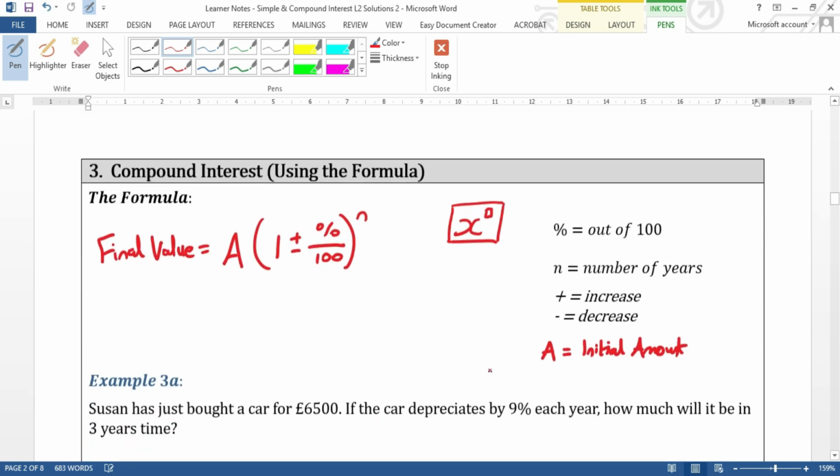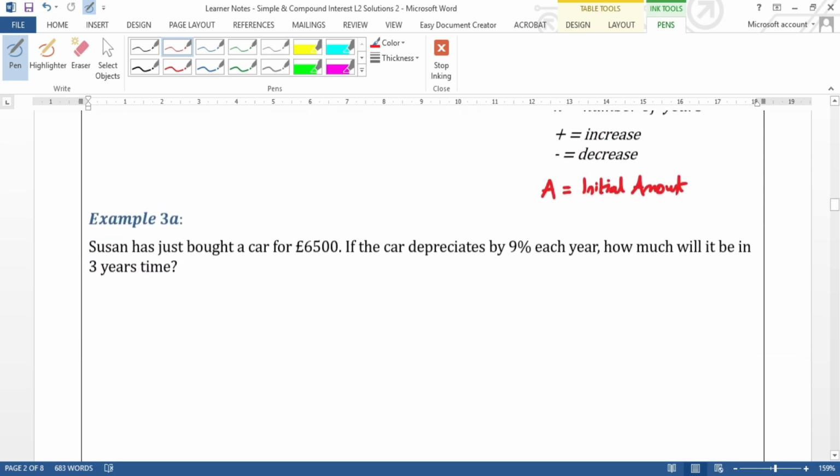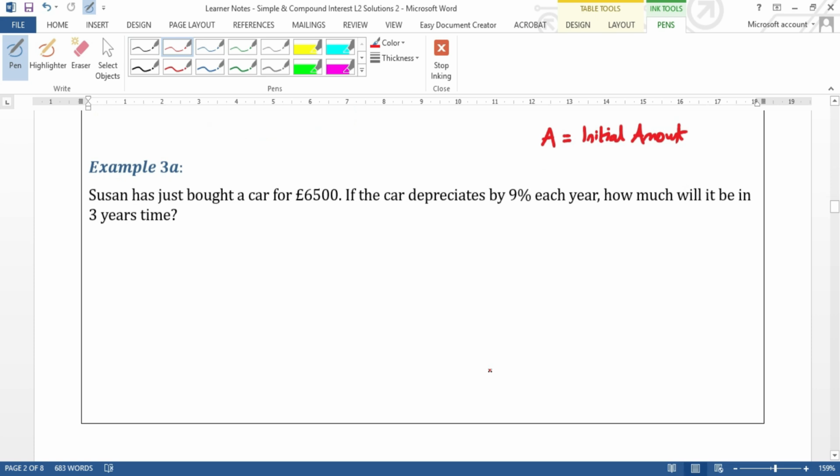Let's try one with a minus in there instead of a plus. Here's an example. So example 3a. Susan has just bought a car for £6,500. If the car depreciates, let me just highlight that bit there, depreciates, by 9% each year, how much will it be in 3 years' time? So hopefully you understand what depreciates means. It's basically like how you buy a brand new car and as soon as you take it out of the showroom, the price is going to go down instead of going up. So obviously it's losing value year upon year. So that's an example of where you would use minus.